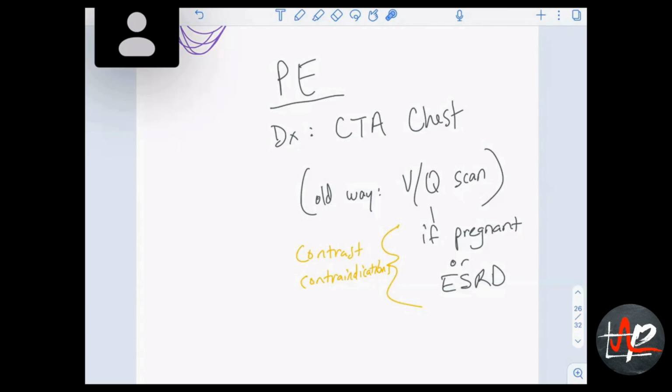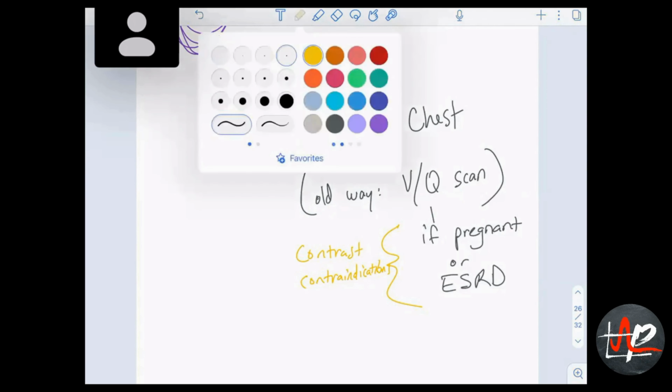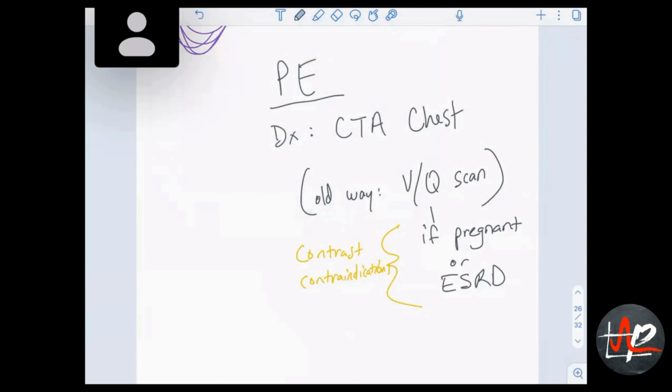Okay, so if a patient has a PE, what would their EKG look like? And that's why I wanted to kind of tie all this together. So their EKG is going to be sinus tachycardia.